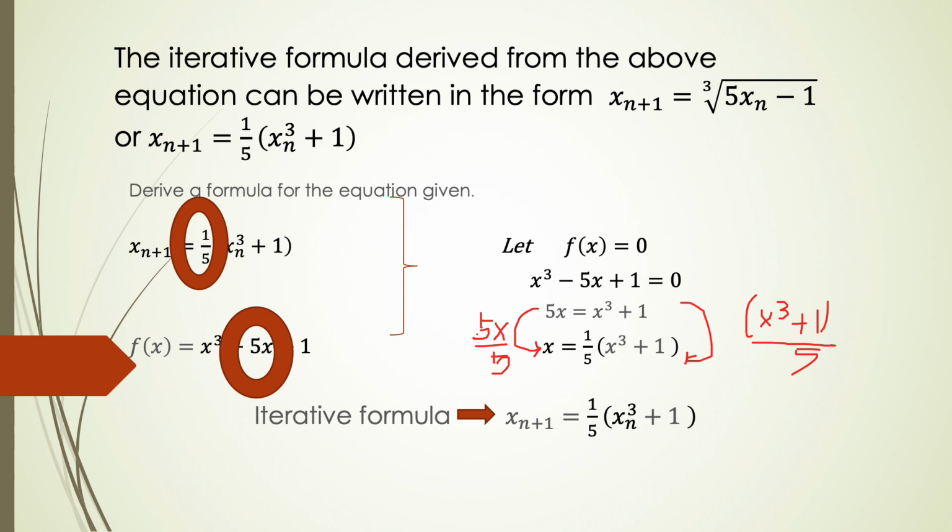We want to obtain x from 5x, so we divide the 5x by 5. Same as the left side, on the right side we also divide the function by 5. So we get the answer x equal to 1 over 5 (x to the power 3 plus 1). So we rewrite it into the iterative formula: x n plus 1 equal to 1 over 5 (xn to the power 3 plus 1).